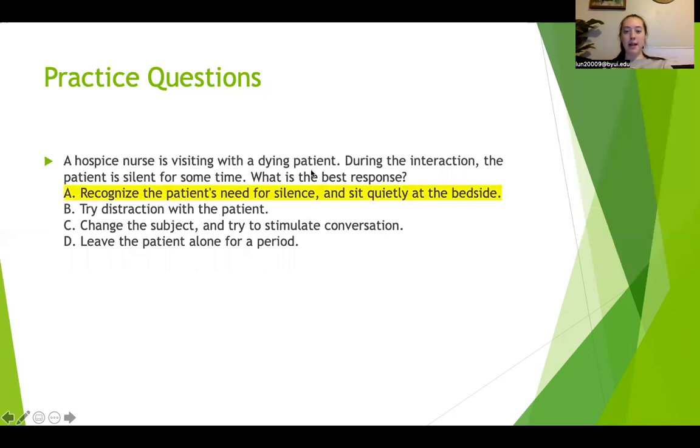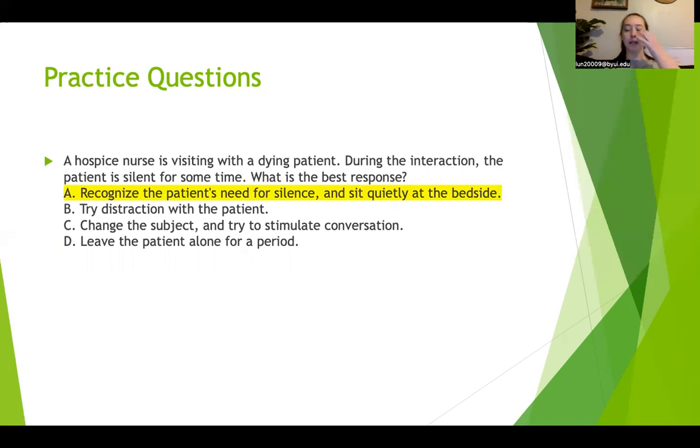Okay, visiting with a dying patient. During the interaction, the patient is silent for some time. What's the best response? A lot of these questions deal with therapeutic responses. The answer is A, recognize patient's need for silence and sit quietly. B, try distraction. There's a reason the patient is being silent. If the patient's being silent, just wait for them to start talking again.